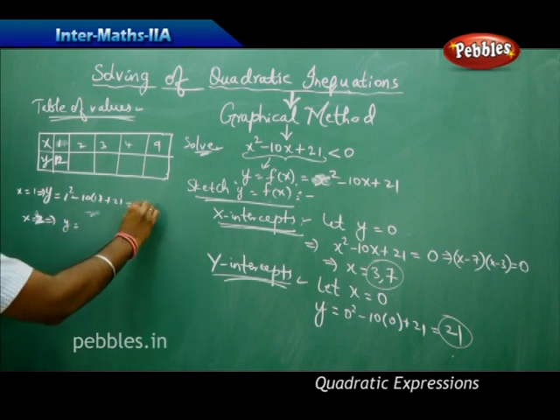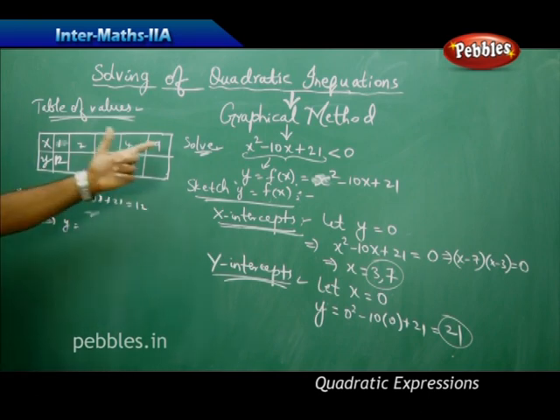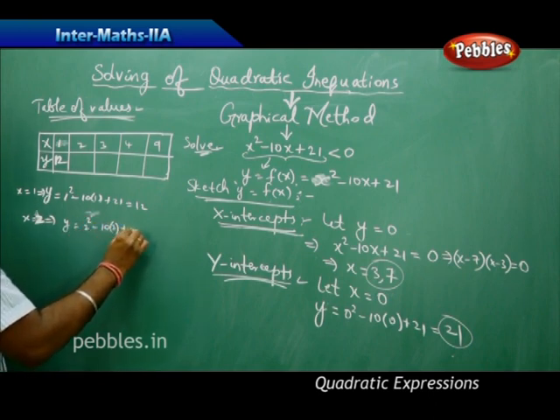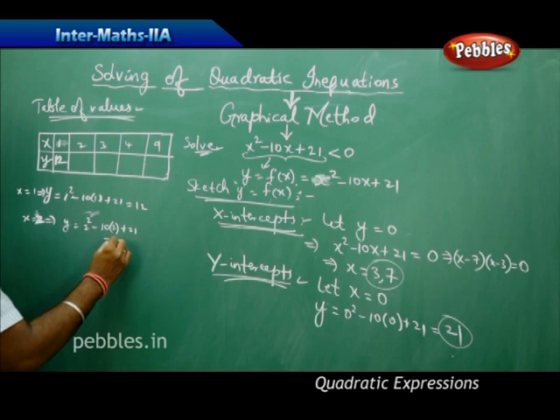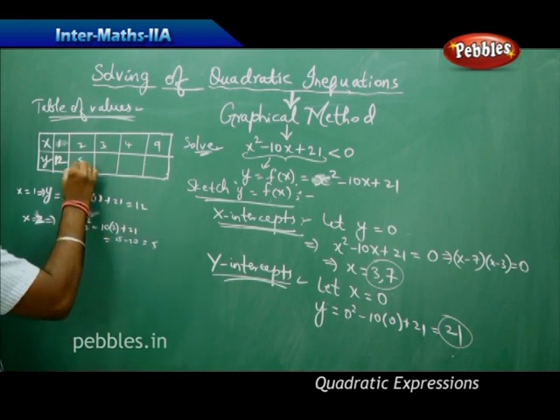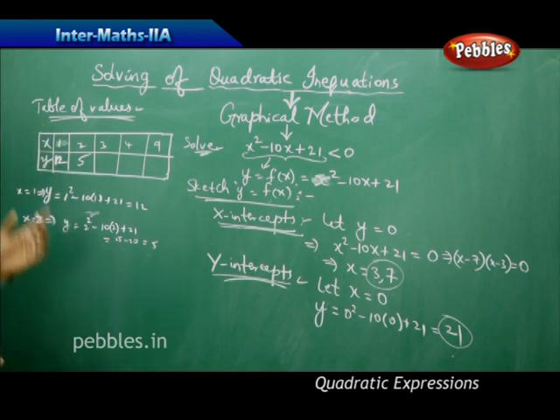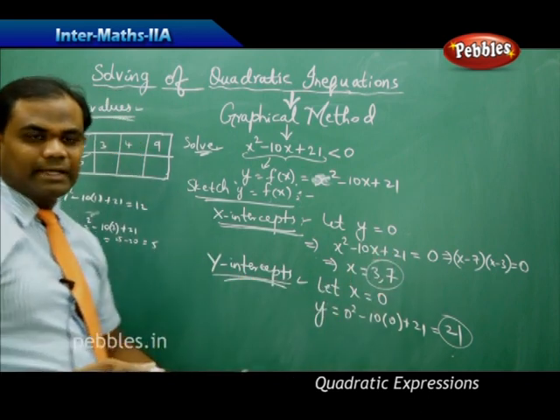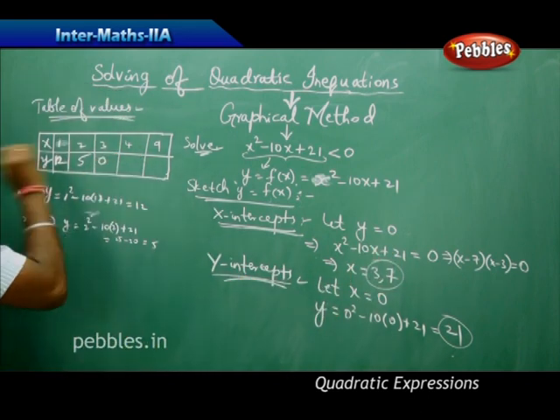So when I have x equals 2, I have 2 squared minus 10 times 2 plus 21, which is 4 plus 21, 25, minus 20, which is 5. Therefore, this is 5. When x is 3, we have already proved that y is 0 because it is the x-intercept, so I need not simplify for this.